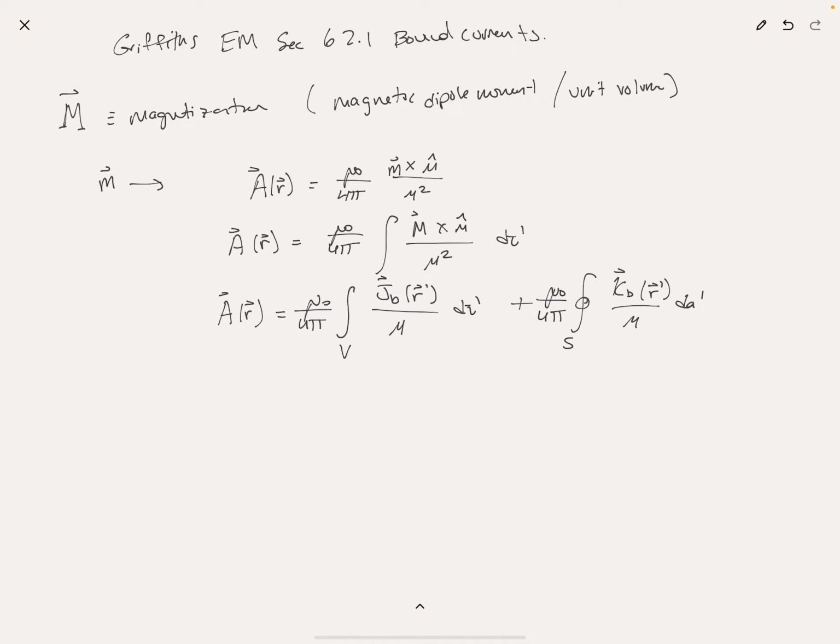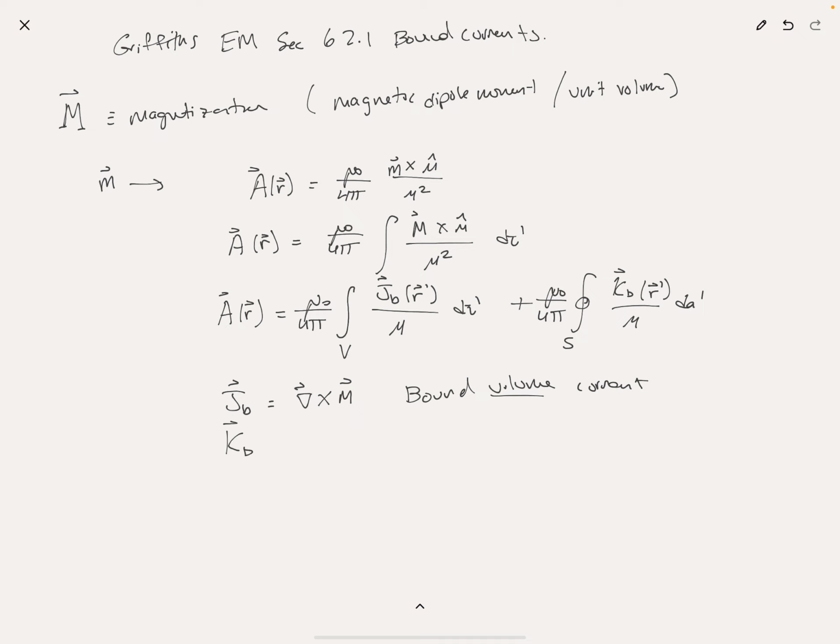Right, but I've introduced J_b and K_b. What are those? Well, the subscript B stands for bound, just like it did for charges, but now these are bound currents. So J is what we've been describing as a volume current. That is our bound volume current, which is now the curl of my magnetization.